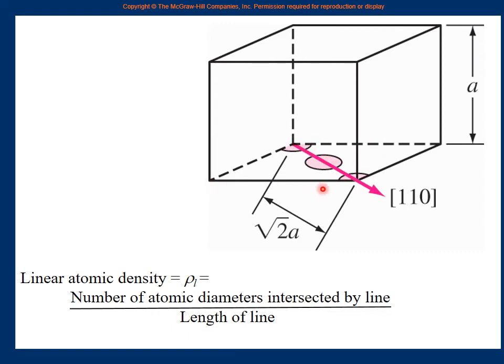We know that this is A, right? This is A. So therefore this diagonal is root 2A. We know that, right? So the length of this line is root 2A. And what was A for any sodium chloride type?